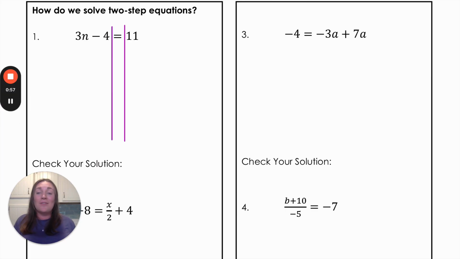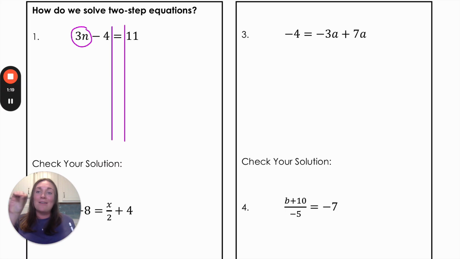Now, those two lines are very important because whatever we do to one side, we have to do to the other. Because right now we have these two sides that are equal, and if we do something to one side but we don't do it to the other, then those two things are no longer equal. The next thing I'm always going to have you do is to circle whatever number is going with our variable. So we can see in this case that 3 is going to go with that n. So that's the side that we're going to focus on.